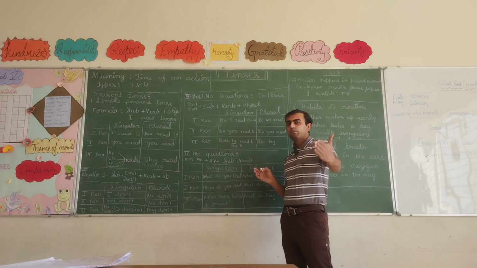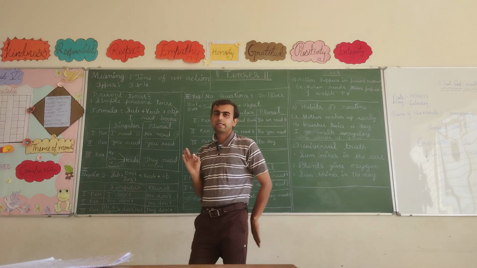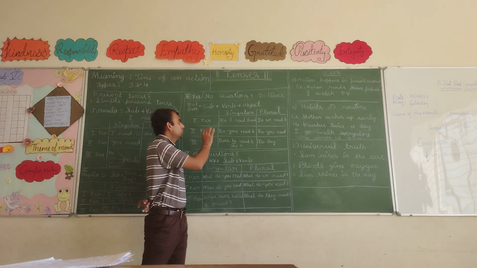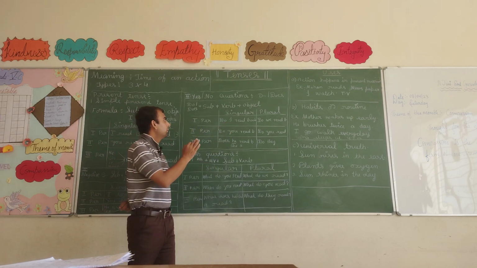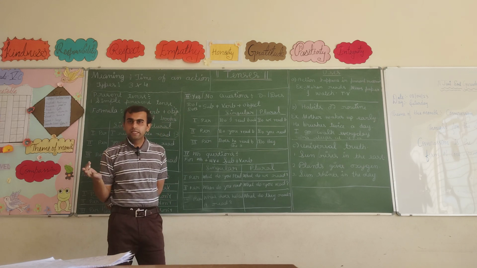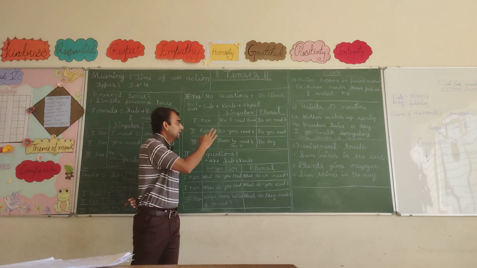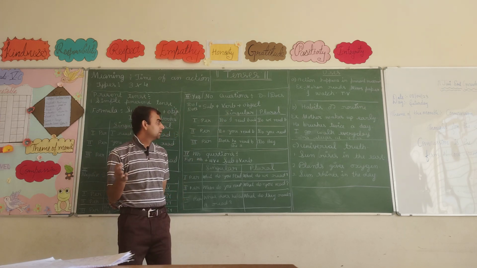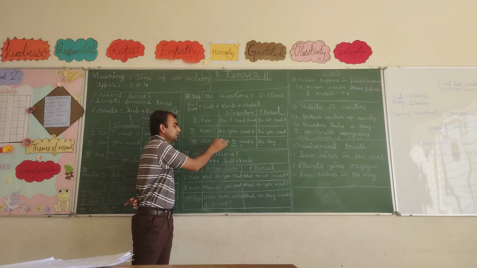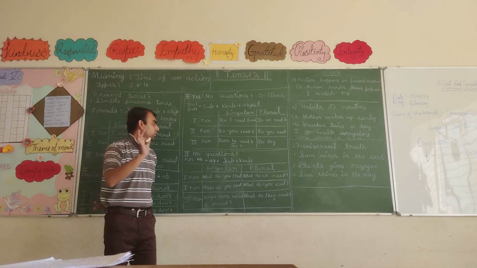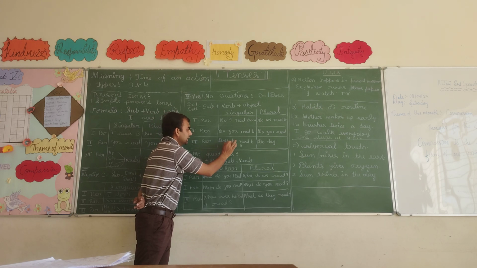Now let me tell where to use do and where to use does. For first person singular, how to use do: Do I read book? First person plural: do we read book? Second person singular: do you read book? Second person plural: do you read book? When third person singular comes in simple present tense, instead of do, we have to write does. Does he read book? Or does she read book? Or does Mohan read book?